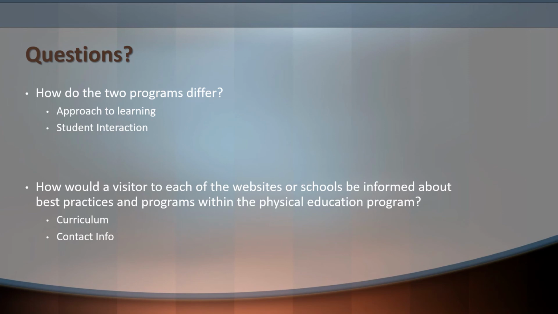How would a visitor to each of the websites or schools be informed about best practices and programs within the physical education program? Well, curriculum is pretty much a school-mandated or state-mandated thing to have up. A lot of parents or other schools would like to know what everyone is doing in their physical education program or other classrooms. So the curriculum is outlined. There's usually a tab that you can click on and go in to read that. There's also contact info listed for officials at the school, so that's a good way to get information on those.